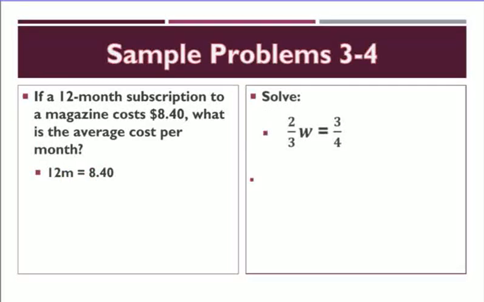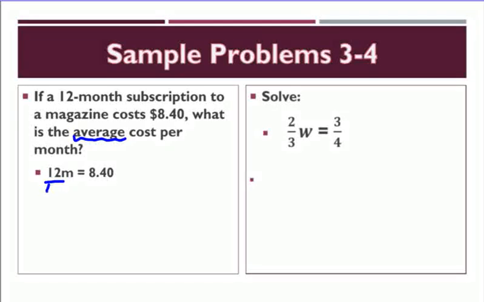Couple other examples. If a 12-month subscription to a magazine costs $8.40, what is the average cost per month? The key word here is the average. And when we do average, you're normally going to be dividing by a certain number. So here, in our example, we have 12m equals $8.40. Since there are 12 months in a year, we're going to divide the $8.40 by 12.